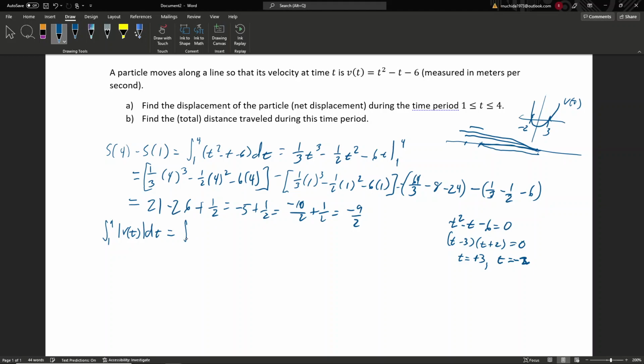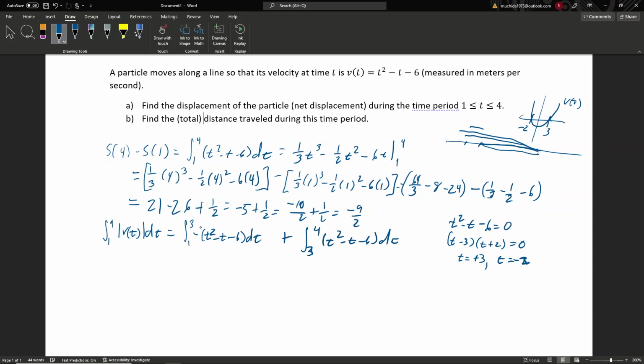So this would be the integral from 1 to 3. Now since we know it's negative, but we want the absolute value, one way you could do it is the integral of the negative of the function, the t squared minus t minus 6 dt, plus the integral from 3 to 4 of the t squared minus t minus 6 dt.